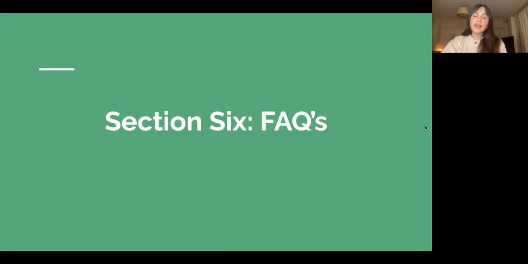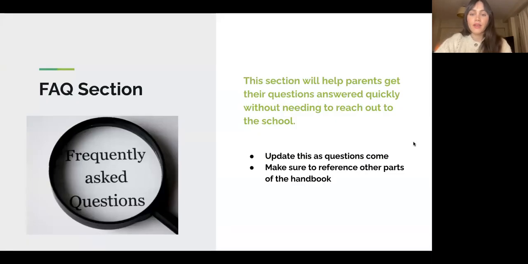Section 6, the frequently asked questions section. I think this is a great section to have because it avoids a lot of parents reaching out to you, when you already have so much on your plate, for something that can easily be answered quickly. So this section will basically avoid parents asking the same questions over and over again. You can update this section as questions come. Questions will change. And you can also make sure to reference other parts of the handbook.